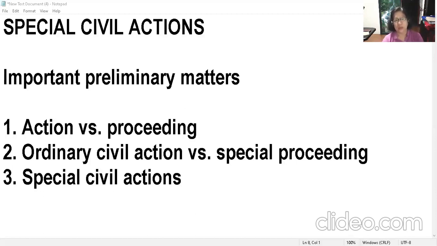Gusto ko rin i-point out na ang Rule 64 at saka Rule 65 parehong certiorari. Kaya lang these two rules refer to different matters. Okay, Rule 64 is certiorari as an appellate procedure for decisions of the COMELEC and the Commission on Audit. Rule 65 is certiorari as a special civil action that is not appellate in nature. All right, so we will be discussing more of this in subsequent lecture videos.